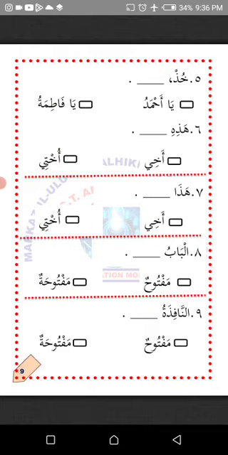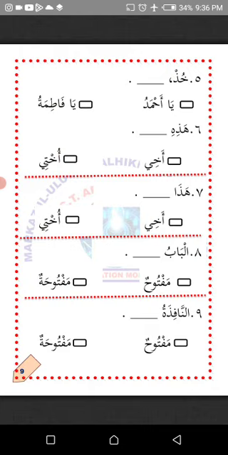Sitta, number 6. Hadhihi dash. Are we going to say Hadhihi ahi or Hadhihi ukhti? You fill in the gap using one of the two ways. Sab'a, number 7. Hadha dash. Is it Hadha ahi or Hadha ukhti? Thamania, number 8. Al-babu dash. Is it al-babu maftuh or al-babu maftuha?